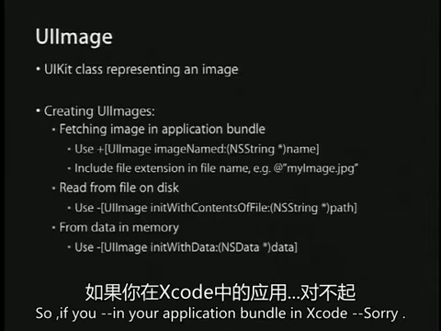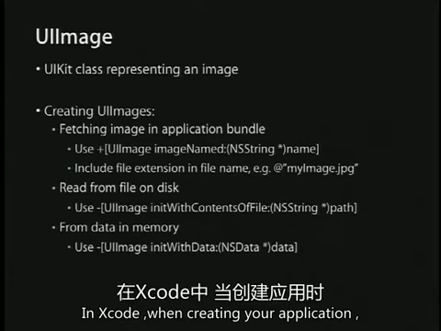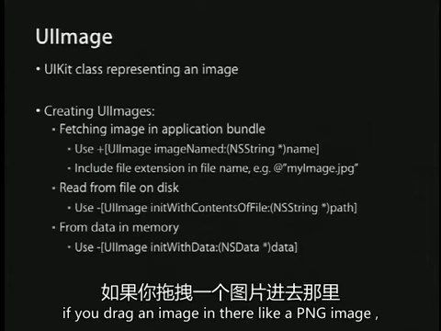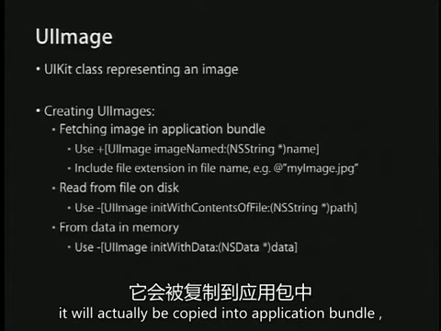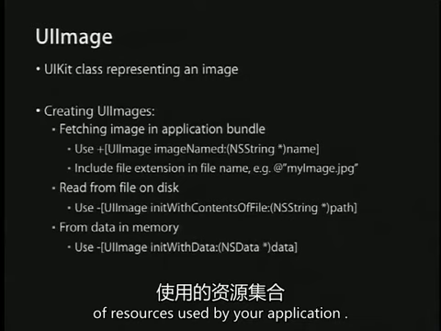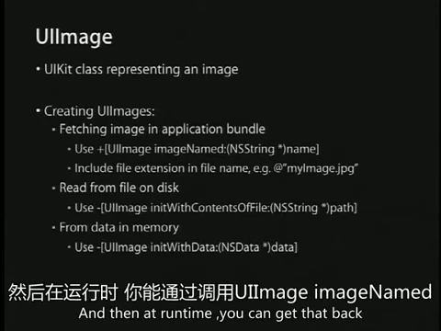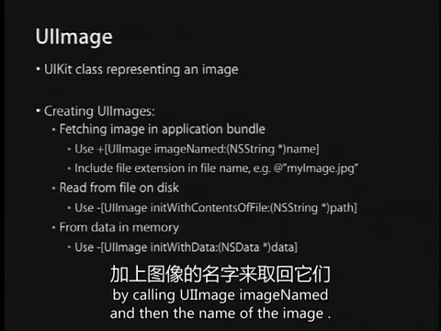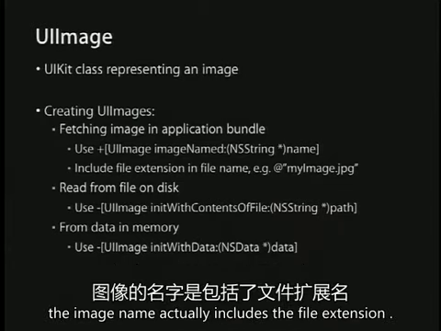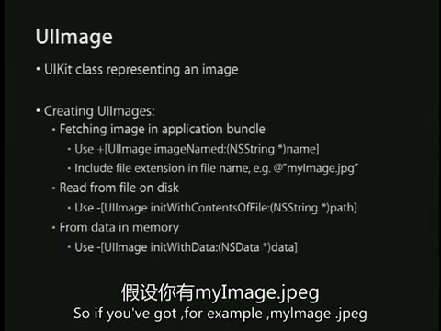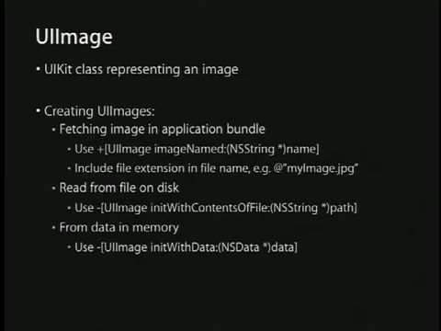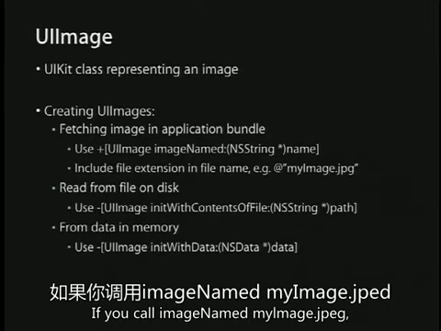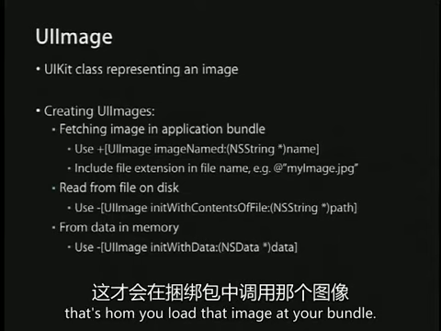So if you, in Xcode when creating your application, drag an image in there, like a PNG image, when you build your application, it'll actually be copied into the application bundle, which is the grouping of resources used by your application. And then at runtime, you can get that back by calling UIImage imageNamed and then the name of the image. One thing to keep in mind there, the image name actually includes the file extension. So if you've got, for example, myimage.jpg, and you call imageNamed myimage, you'll get back nil. Nothing's going to load. If you call imageNamed myimage.jpg, that's how you load that image out of your bundle.